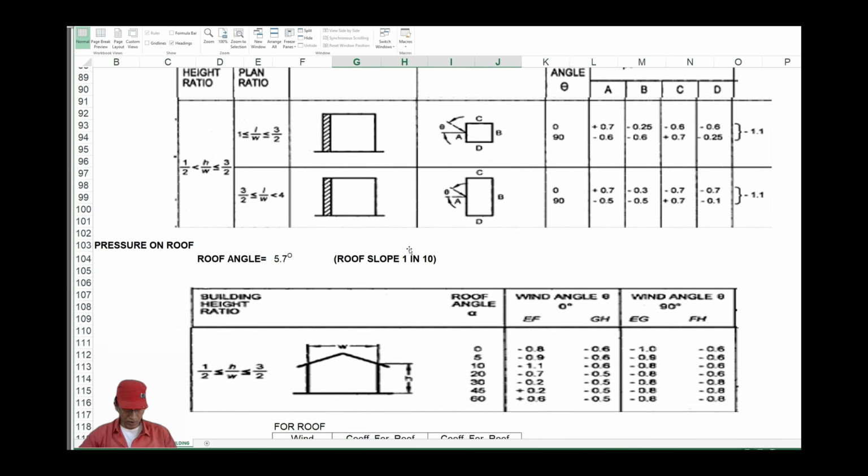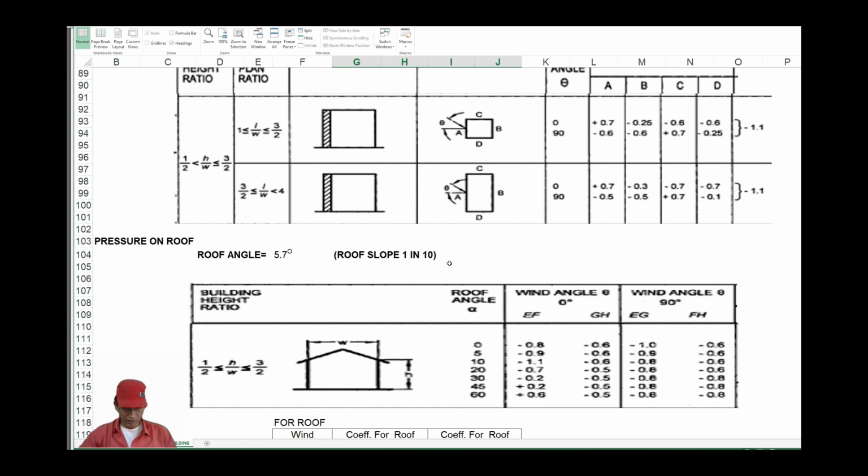Then pressure on the roof. We have taken a PEB structure with our roof slope as 1 in 10. So the roof angle works out to be 5.7 degrees.